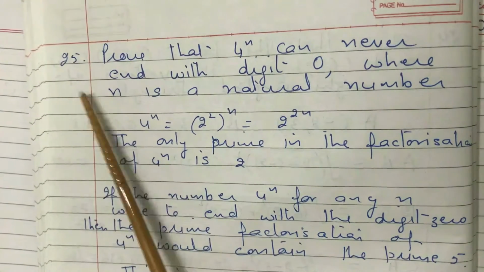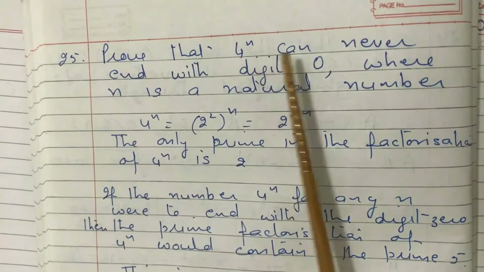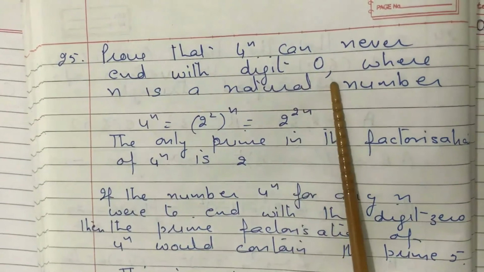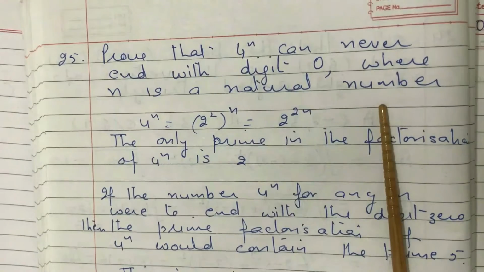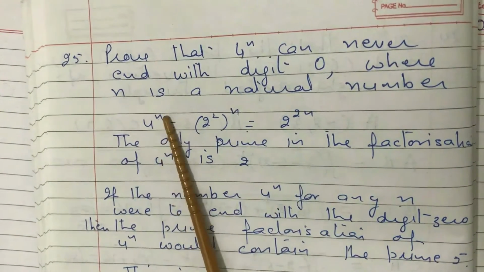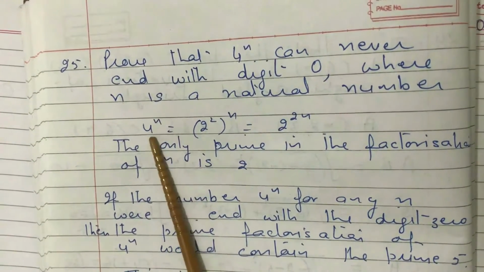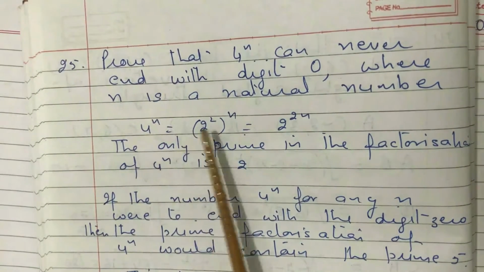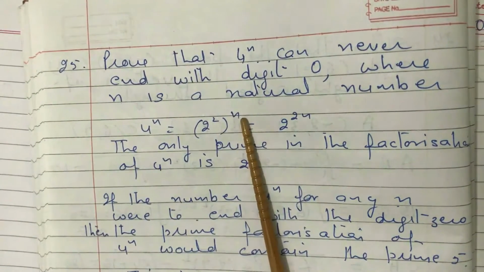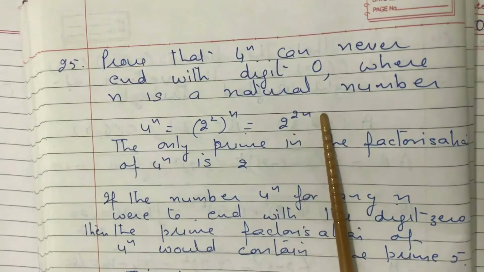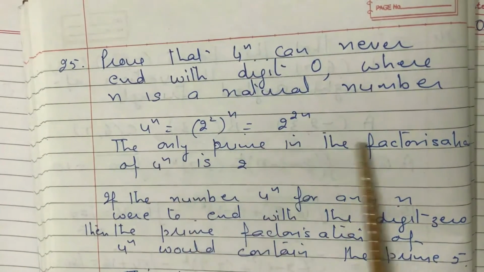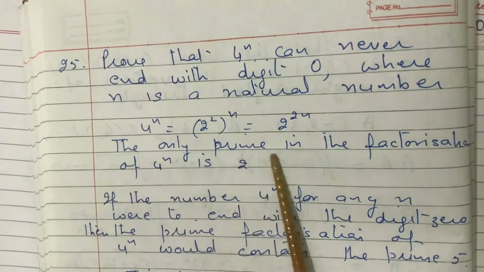Now 25th question. Prove that 4 raised to power n can never end with the digit 0 where n is a natural number. सबसे पहले आप 4 raised to power n के factors बनाओगे. So factorize 4 raised to power n. This is equal to 2 raised to power 2 raised to power n. This is equal to 2 raised to power 2n. The only prime in the factorization of 4 raised to power n is 2.